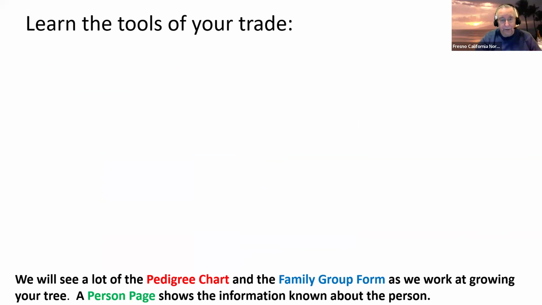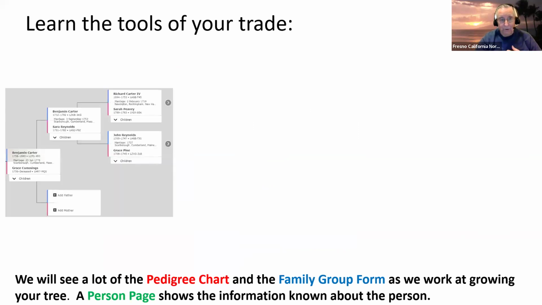Okay. Learn the tools of your trade. There are 2 main tools. One's a pedigree chart. This is the landscape view in FamilySearch. There are other views. They have a portrait pedigree. They have a fan chart, which is my favorite. We'll see that later. But the pedigree shows you your ancestors. This is your tree, as people call it.